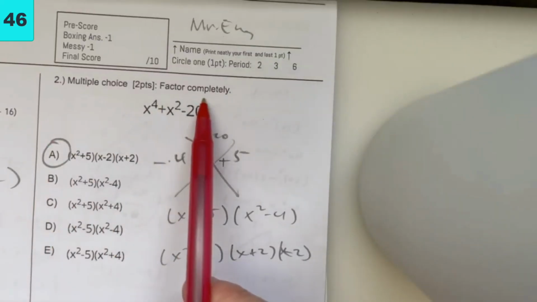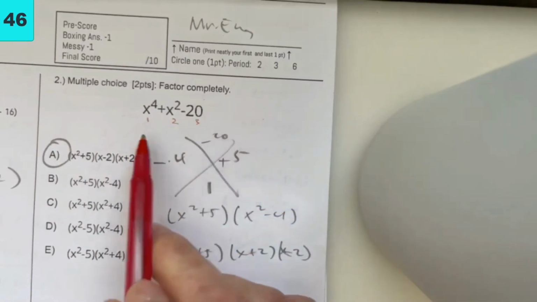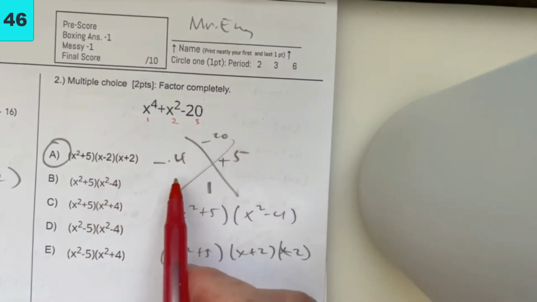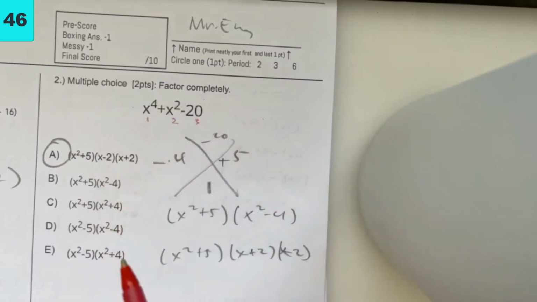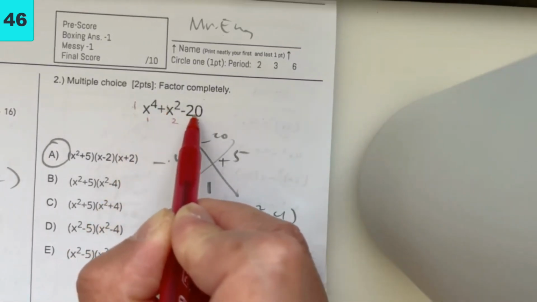Question number 2 says factor completely. You have a trinomial, 1, 2, 3 terms, so you can use your x box method. Your a value is equal to 1, so you only have to use the x. Remember, half of 4 is 2. My a value is 1, b is 1, c is negative 20.